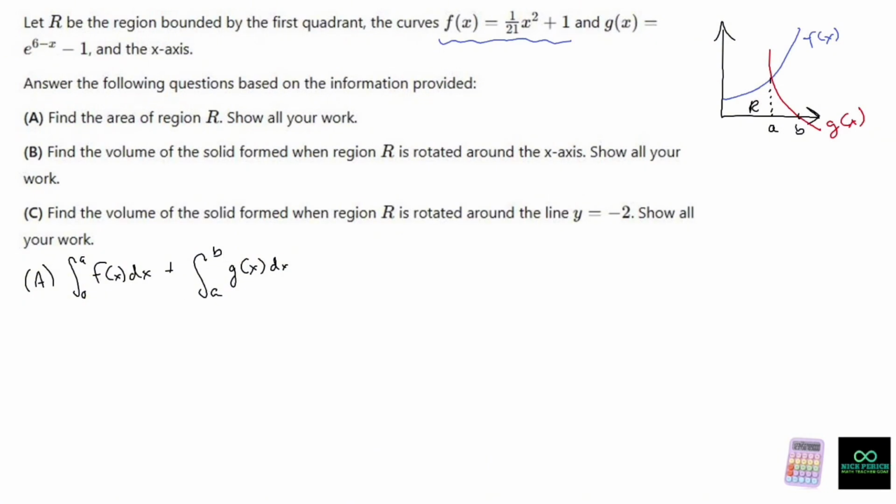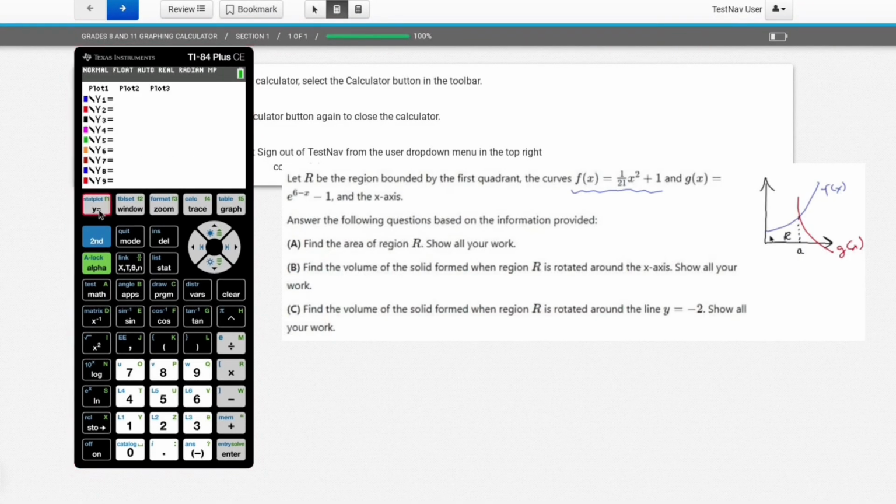So we're going to do all of this all at once. All right, so let's plug in both of those formulas. I'm going to let f of x be y sub 1, and that was 1 over 21, which I'm going to put in parentheses because I'm paranoid, x squared, and then plus 1.